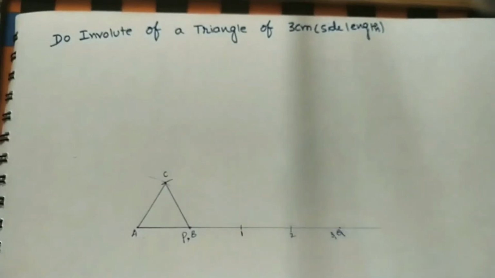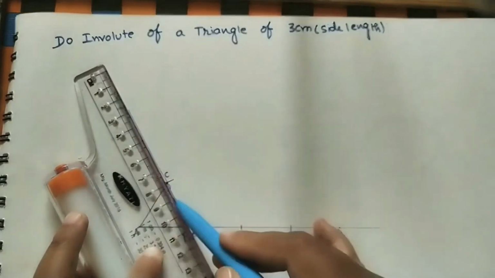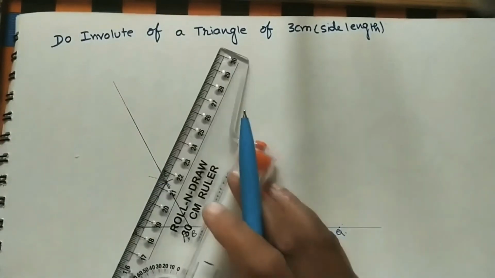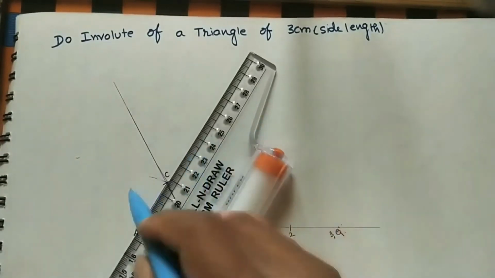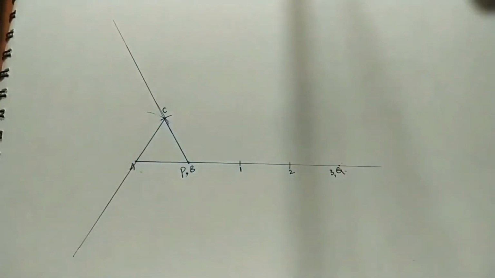Now we need to draw the tangents. We draw the tangent with BC. In this way, with the help of the scale, you observe one tangent, and next. Okay, 3 tangents are there: A to 1, B to 1, and C to 1.